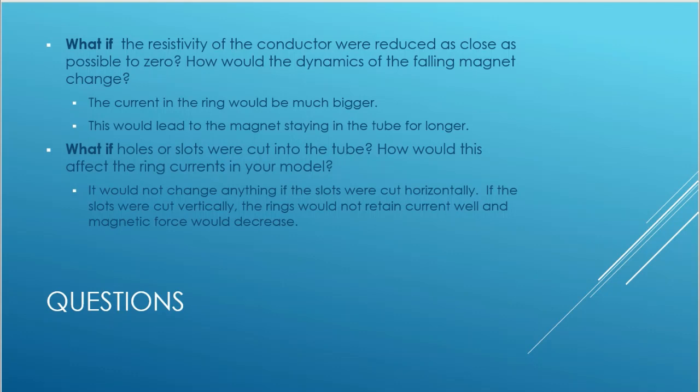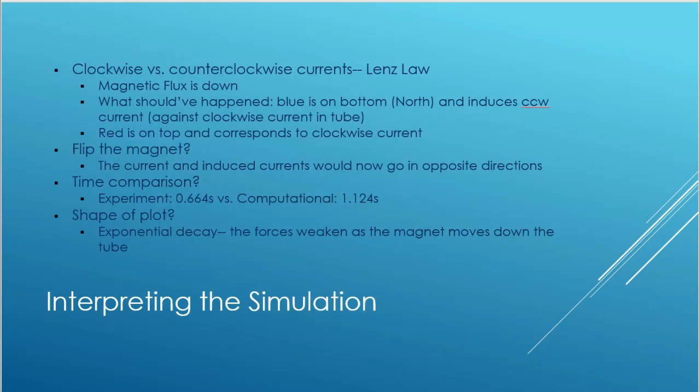If holes or slots were cut into the tube, how would this affect the model? If the slots were cut horizontally, it wouldn't change anything, because the model is already a series of horizontal rings down the y-axis. But if the slots were cut vertically, the rings would not retain current well, and the magnetic force would decrease, which would mean that my model would be less accurate and would produce a longer fall time than would actually happen.